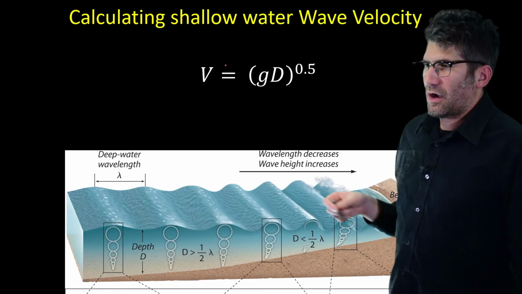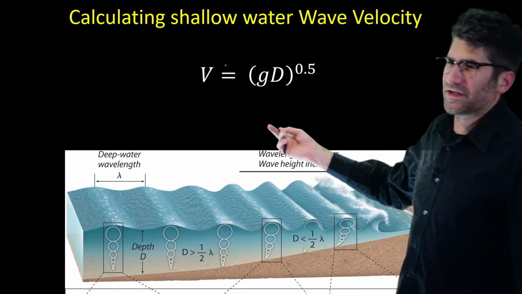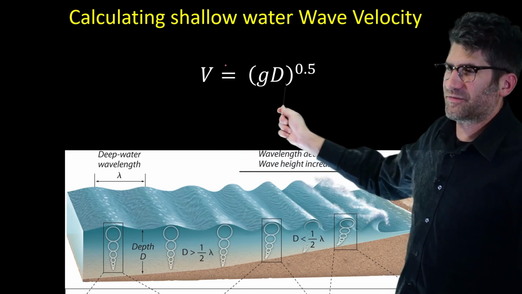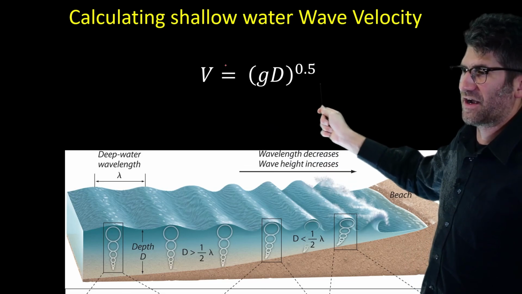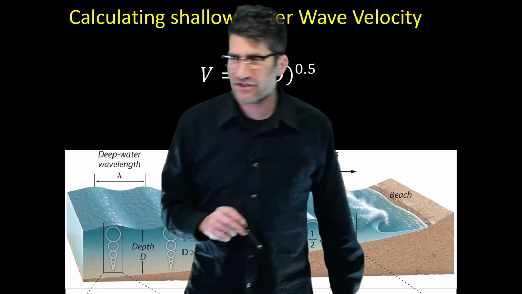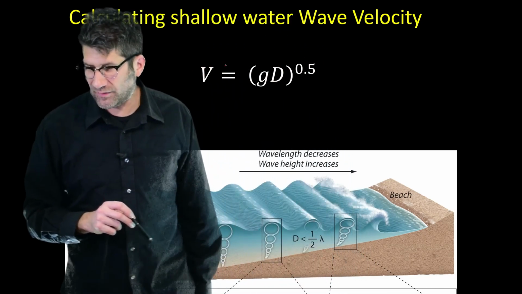Okay, as we move to shallow water, we can quantify the velocity of the wave as gravity times depth raised to the 1/2, 0.5. That's how we quantify it as we end up with our shoaling and breaking waves. That's how we can approximate the velocity.